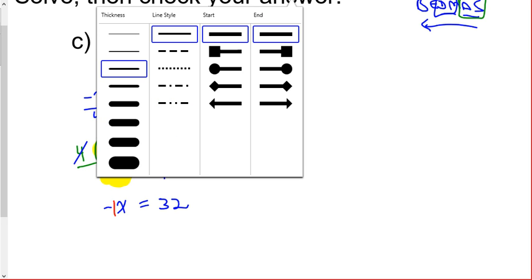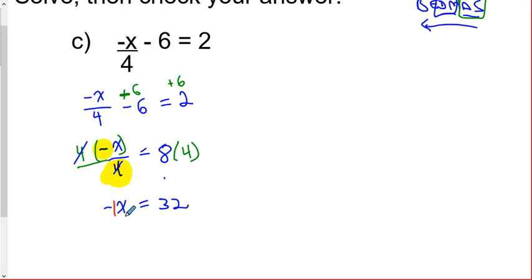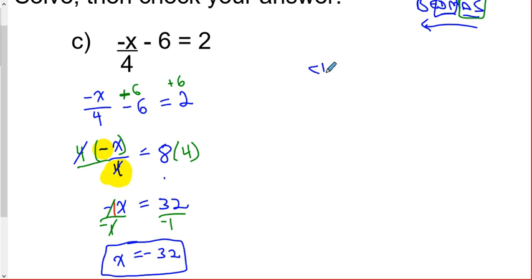So what do I need to do? I need to get rid of that -1. I need to divide both sides by -1. That'll get rid of it. So we're just left with x. And 32 divided by -1, well, 32 divided by 1 is just 32, but a positive divided by a negative gives us a negative answer, so -32. Tough one. Let's check our answer.